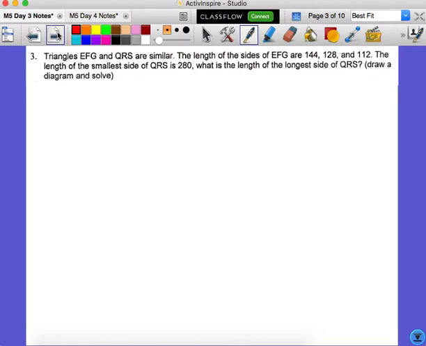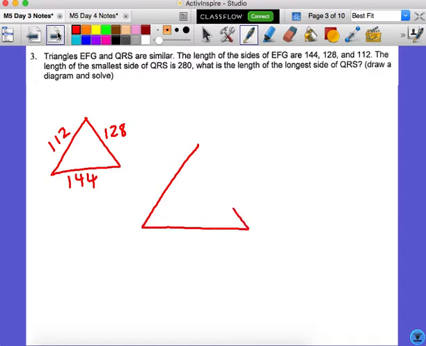If two triangles are similar, the lengths of the first are 144, 128, and 112. The length of the smallest side of the other triangle is 280. Looking at this, my smallest side I've represented right here, so this is going to be my smallest side, which is 280. What is the length of the longest side? My biggest number is 144, so this is going to be my biggest side.